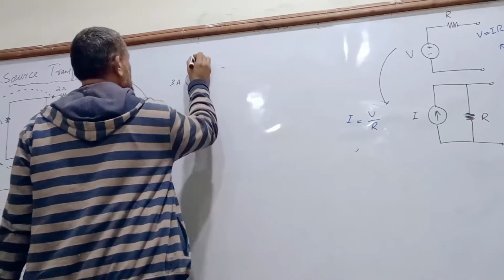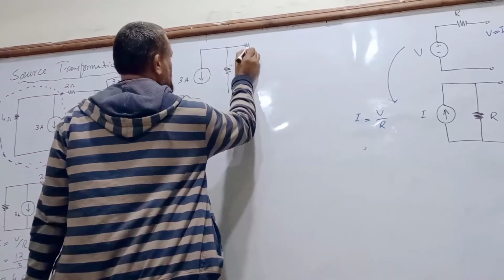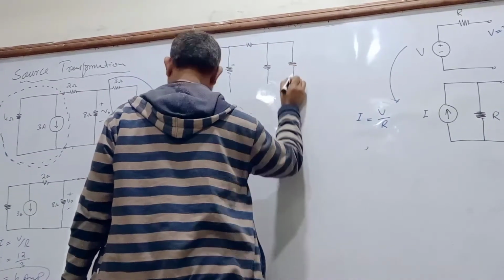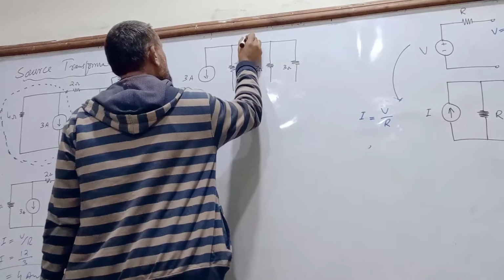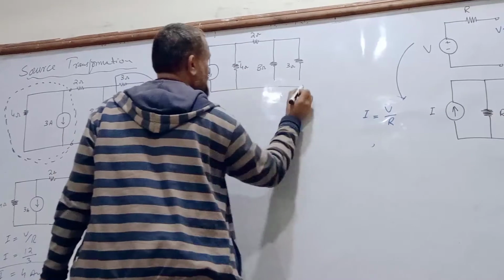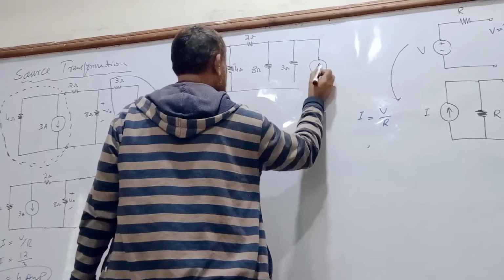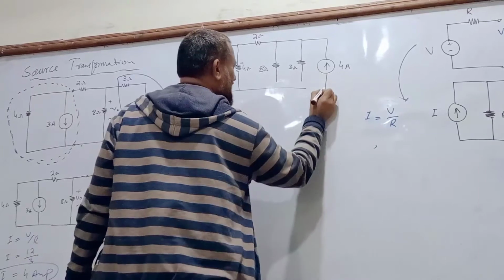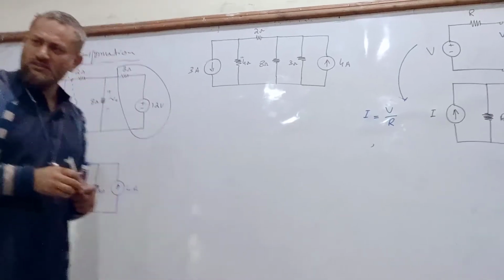3 ampere. And then this 2 ohm, 3 ohm, and then 3. That is 8 ohm, 3 ohm, 2 ohm, 4 ohm, and this source upward. How much is this one? 4 ampere. So how can we find the direction of this current?